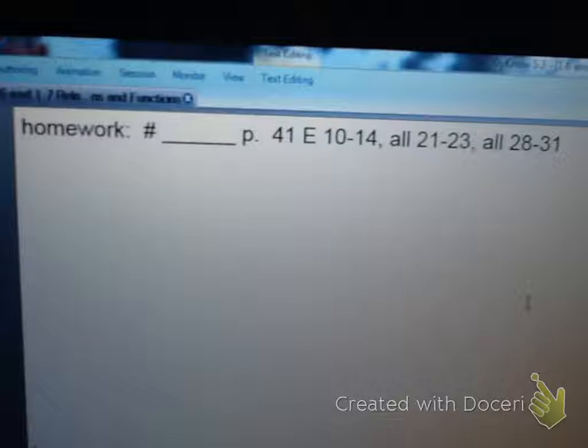So your homework assignment is page 41, even 10 through 14, all 21 through 23, and all 28 through 31. We will cover section 1.7 on Wednesday when we come back from Labor Day. Have a wonderful Labor Day weekend.